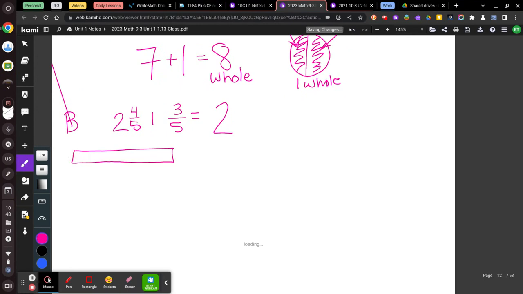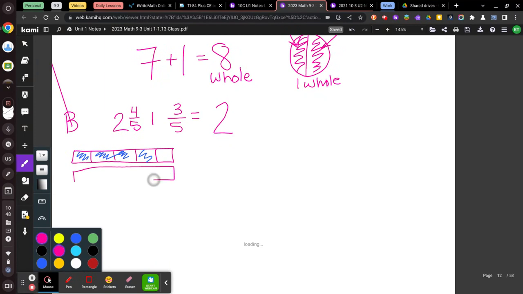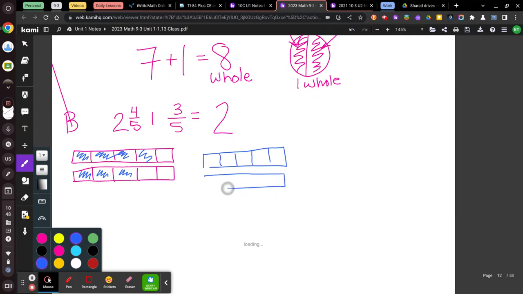So if I go 1, 2, 3, 4, 5, and I shade 4 of them on this one, and then on the other guy, I've got the same thing. I've got 5, and I shade 3 of them. How much is that going to be on one object? So if I need to shade one object, how much is going to be shaded?